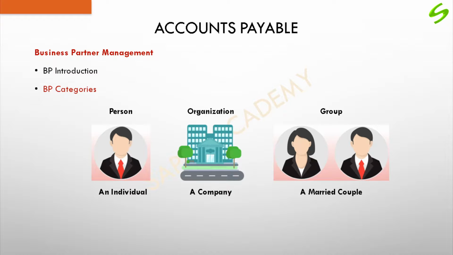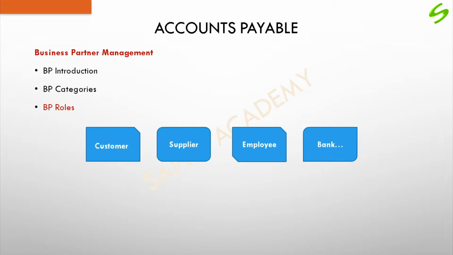Business partner categories can be a person, organization, or group. For example, person can be an individual, organization can be a company, and group can be a married couple. Business partner roles can be customer, supplier or vendor, employee, bank, and so on. Let us switch to SAP and have a look at the roles SAP has provided.